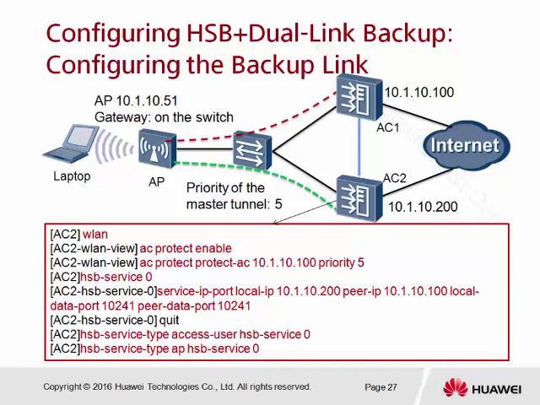Please make sure all the IP addresses and the port numbers here match the configuration on the AC1. If either one of the IPs or the ports is mismatched, they can't form the HSB channel. Okay, after that's done, we quit and return to the system view. And we're going to use the same command as the AC1: HSB service type access user, we're going to use the HSB service 0. AP HSB service 0.